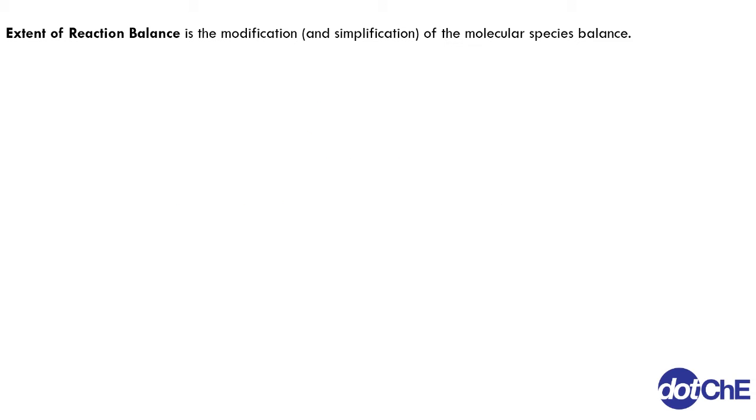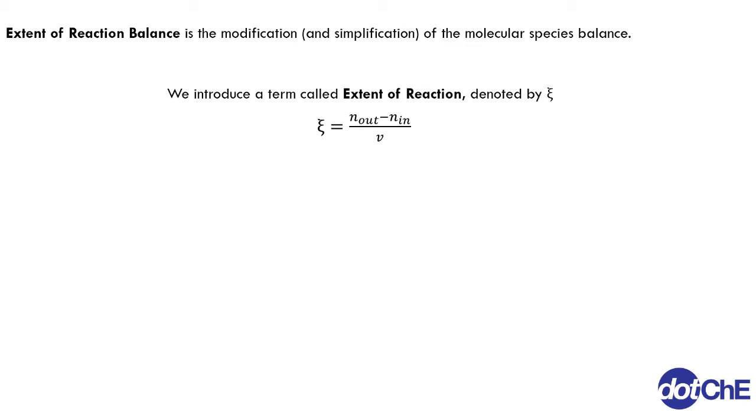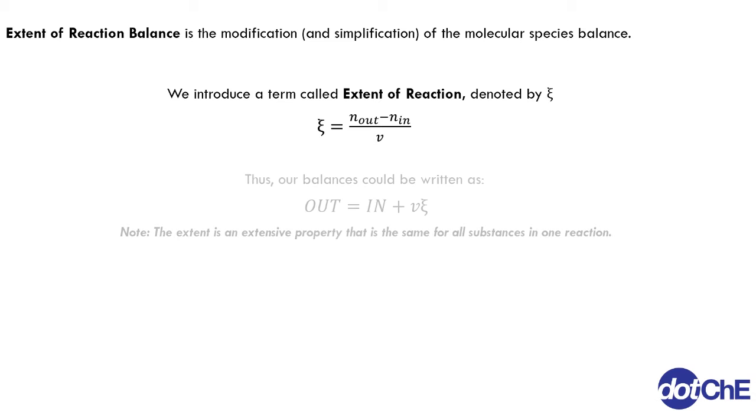Basically, our extent of reaction balance is a simplification of our molecular species balance. We introduce now a new term called an extent of reaction, which we denote by the glorious epsilon. Now we could write our balances as out is equal to in plus the stoichiometric coefficient multiplied by epsilon. Please note that the extent is an extensive property that is the same for all substances in one reaction. This is unlike our molecular species balance, wherein we consider too many modification terms.